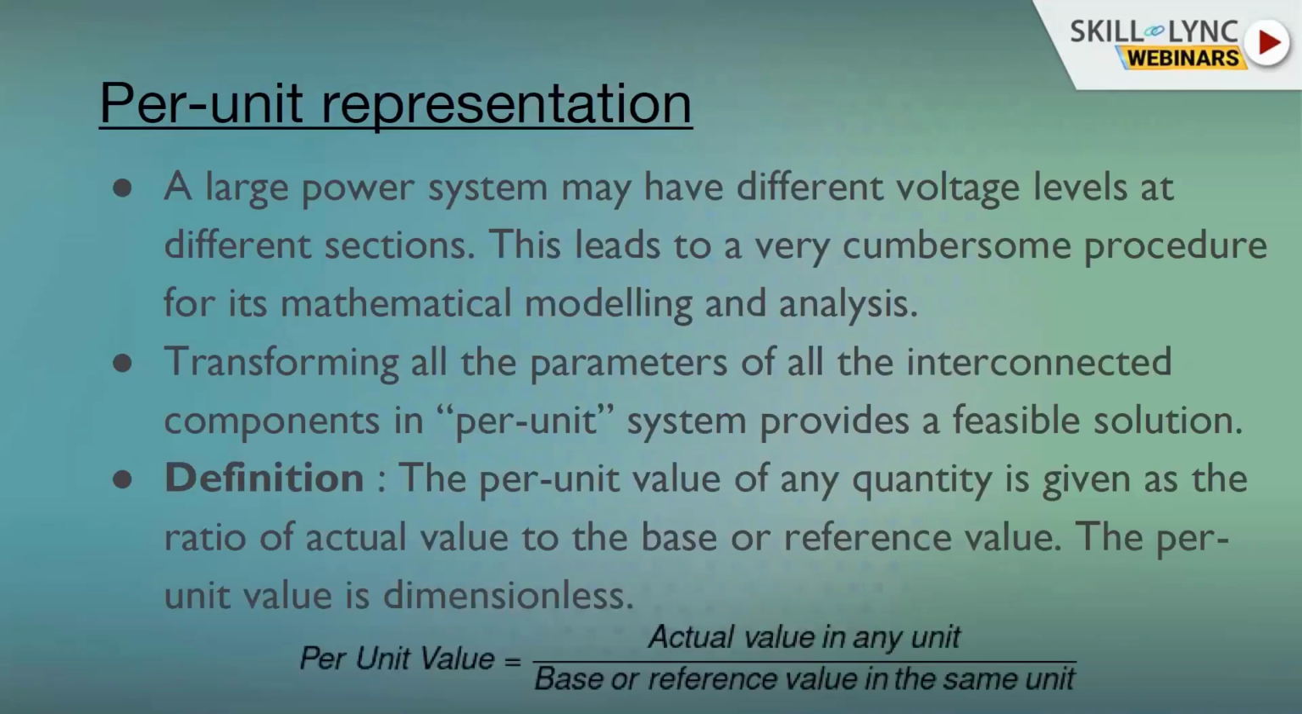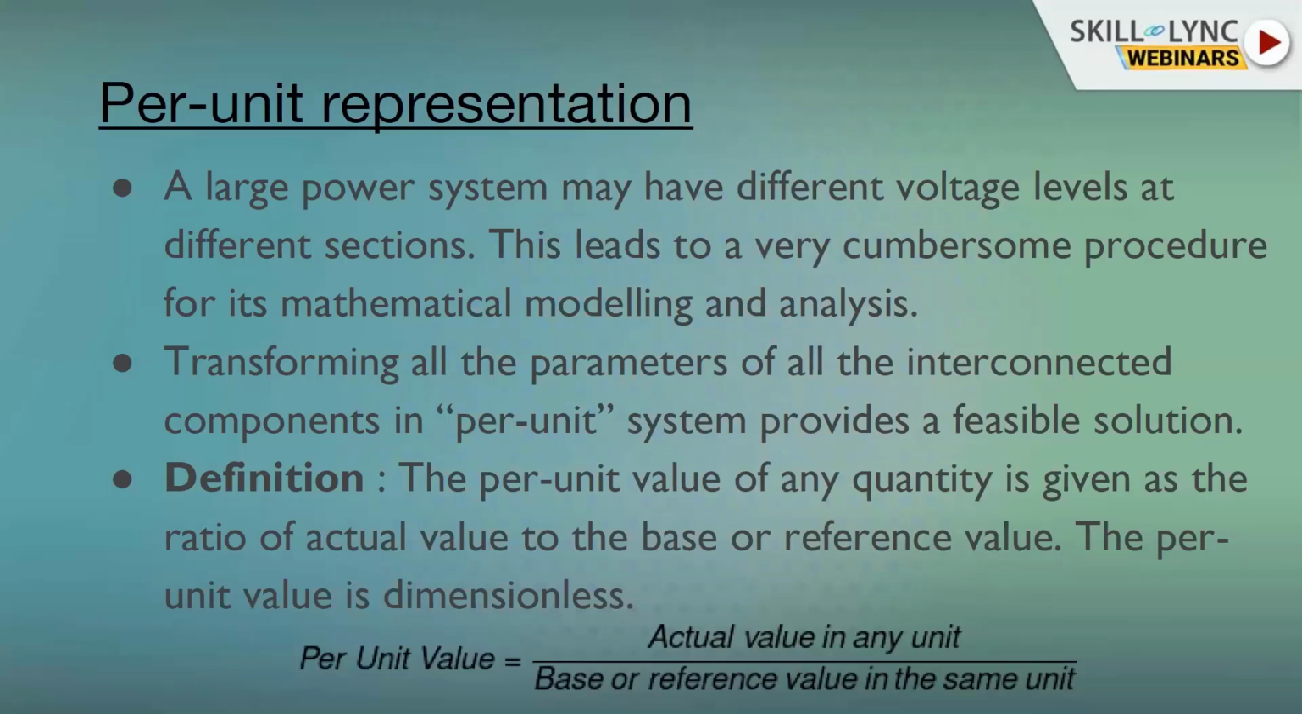Moving on, the per unit representation. We have discussed the graphical representation of the power system network. Now the parametric representation, or the values of the power system network, has the same type of complexity and also a very large amount. So to have simplicity in those parameters, the values of the currents, voltages and power levels, we use the per unit representation.